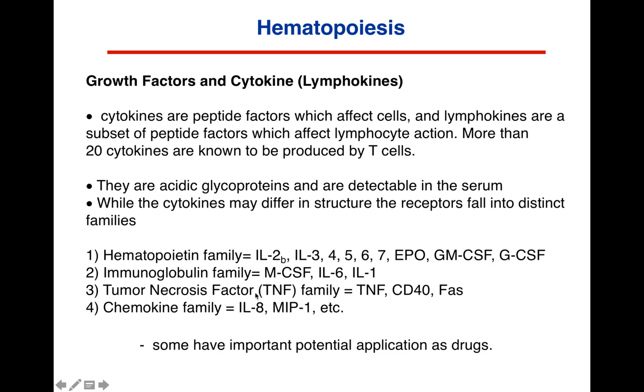There's the tumor necrosis factor family, TNF, which includes CD40 and FAS. And then there are the chemokine families, which are IL-8, MIPs, and all the chemokines. There are many of these types. Some of these have actually become drugs, particularly erythropoietin. This is really where the biotech industry got its start, from being able to discover and produce these kinds of cytokines and use them as drugs.